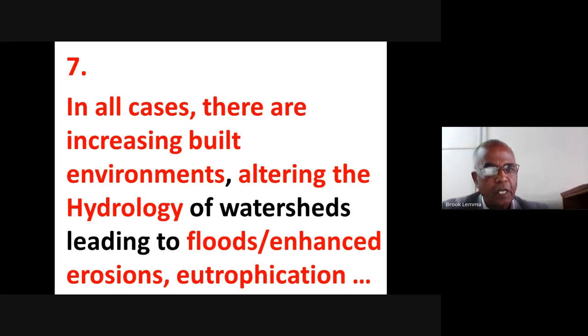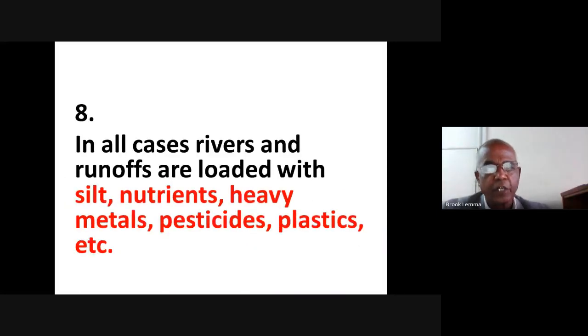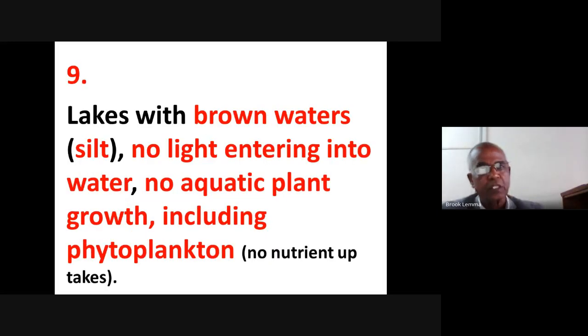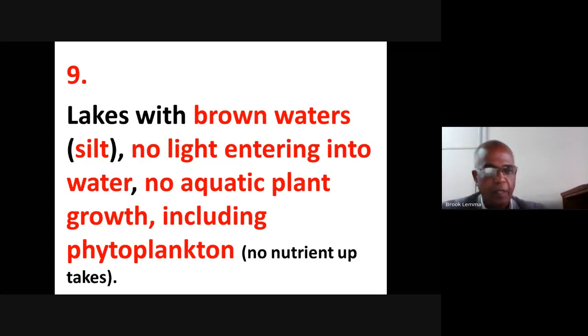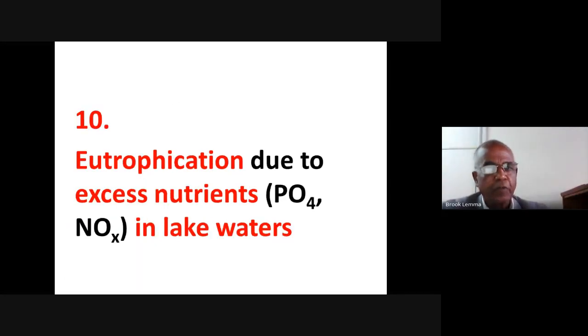In all cases, there are increasing built-in environments altering the hydrology of watersheds, leading to floods, enhanced erosion, and eventual eutrophication in the water systems. In all cases, rivers and runoffs are loaded with silt, nutrients, heavy metals, pesticides, and some plastics, as we have observed in our studies. Lakes with brown waters, no light entering the water system, no aquatic plants growing, including phytoplankton, no nutrient uptake, and eventually eutrophication due to excess nutrients, phosphates and nitrates, resulted in the water systems.